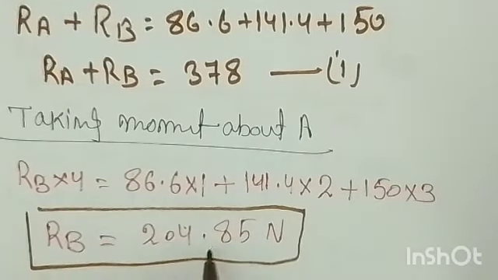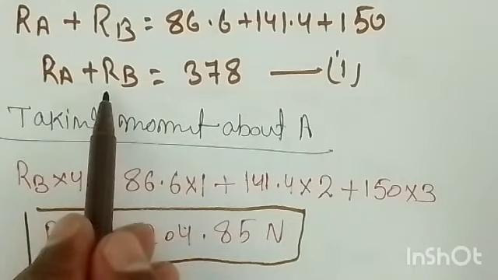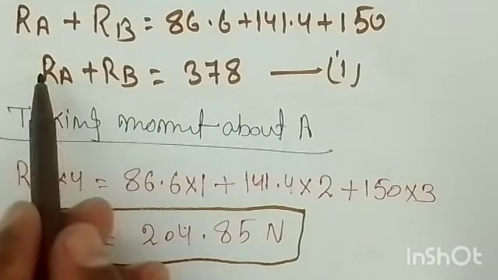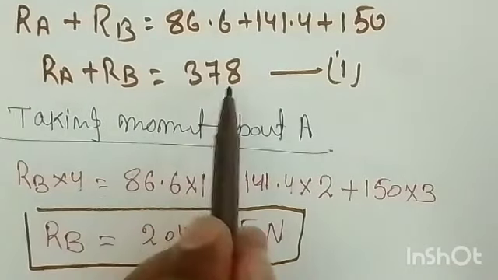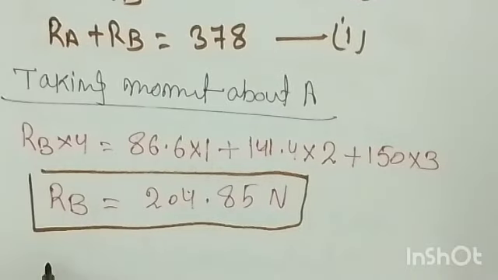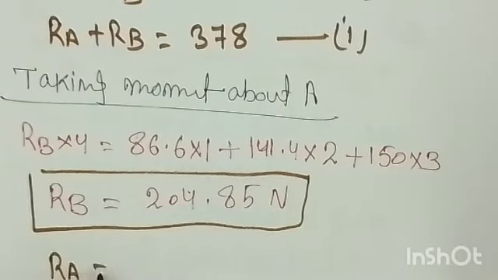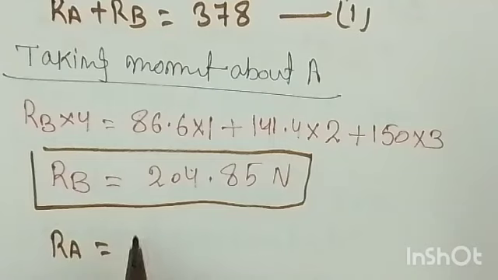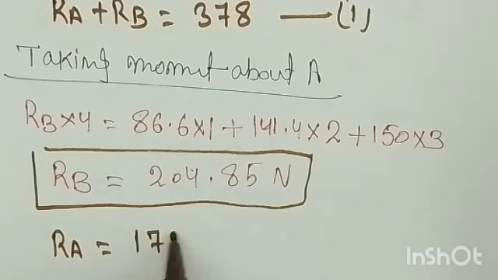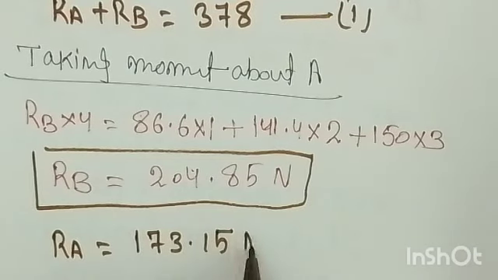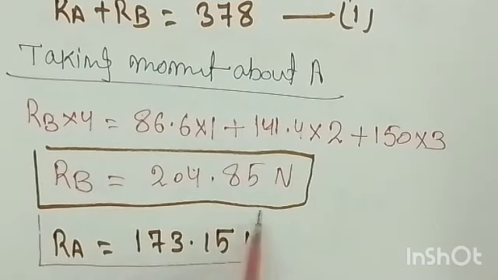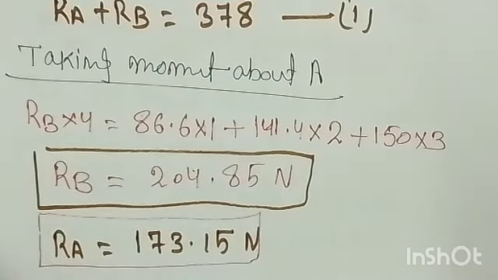When you substitute this reaction value into equation 1, you'll get the RA. So RA is equal to 378 minus RB. So directly we get RA is equal to 173.15 Newton. So these two reactions we got. It means we got the horizontal and vertical reactions at A and B also. Now simply we need to draw the SF and BMD diagram.